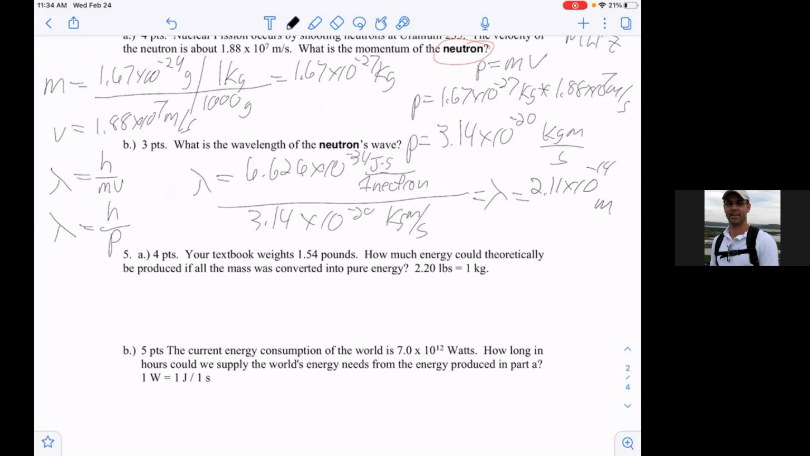Number 5, trying to find the energy. We've got a mass. Mass must always be in kilograms.